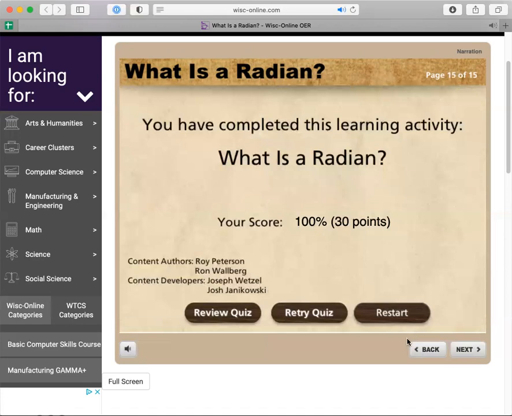Now that you know there are 360 degrees and 2 pi radians in a revolution, you will be better prepared to work with angles when designing and fabricating products. You have completed this learning activity. What is a radian? Okay, so we're going to summarize this in the next video where we talk about the actual notes.